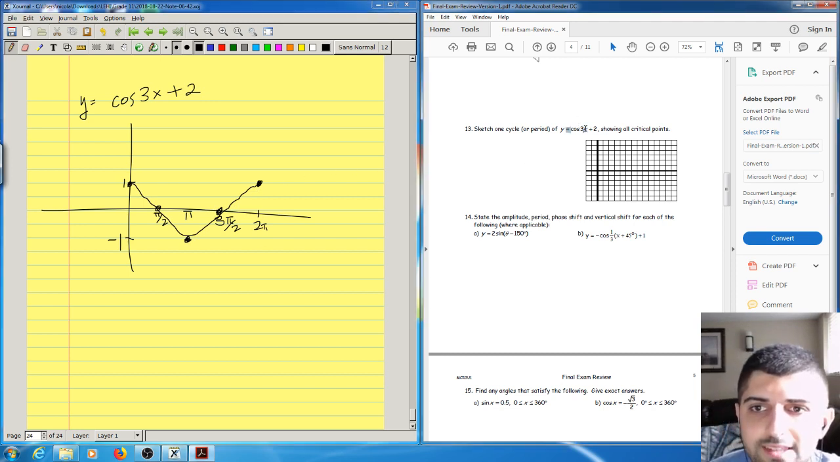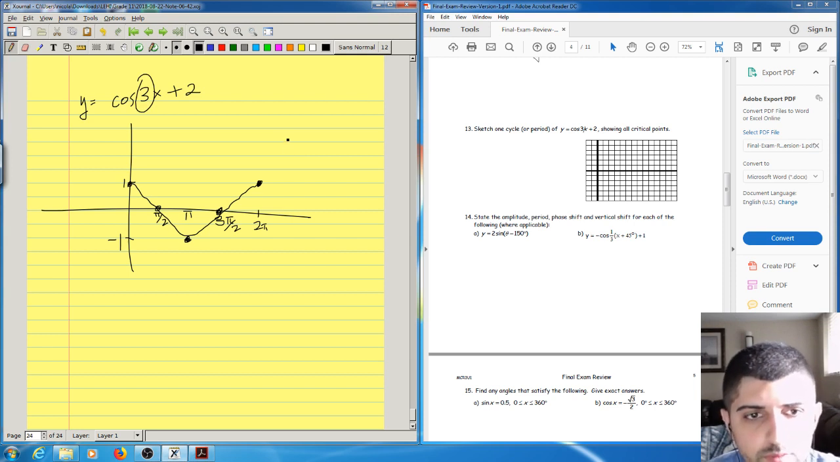Now, what does that 3x do? What does this 3 do? It's a part of the transformations, right? So that 3 does a horizontal compression by a factor of a third. What that means is, mathematically anyway, I can change all of these x values to a third of what they are.